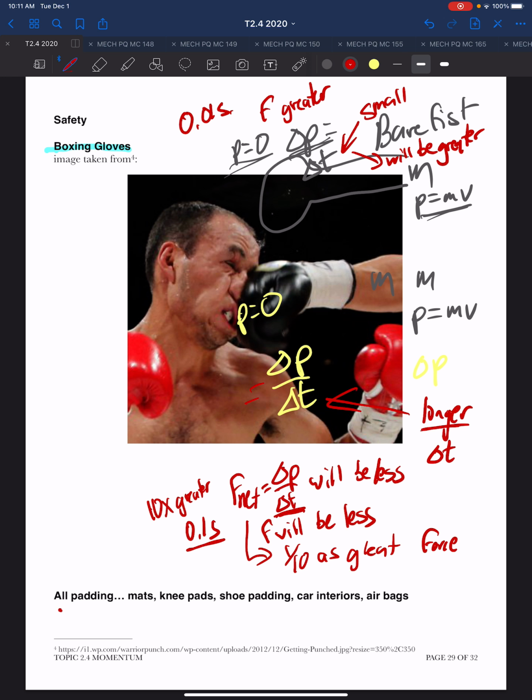And it turns out this is the way that all padding, mats, knee pads, shoe padding, car interiors, and airbags are designed to do inside cars. What an airbag is designed to do is to increase the time that it takes to bring the velocity to zero, to increase the time for the momentum to change. And that is the role of all of these items. Car interiors are oftentimes padded, although with the advent of airbags, they're not as padded as they used to be. So that's the role of this sort of thing.